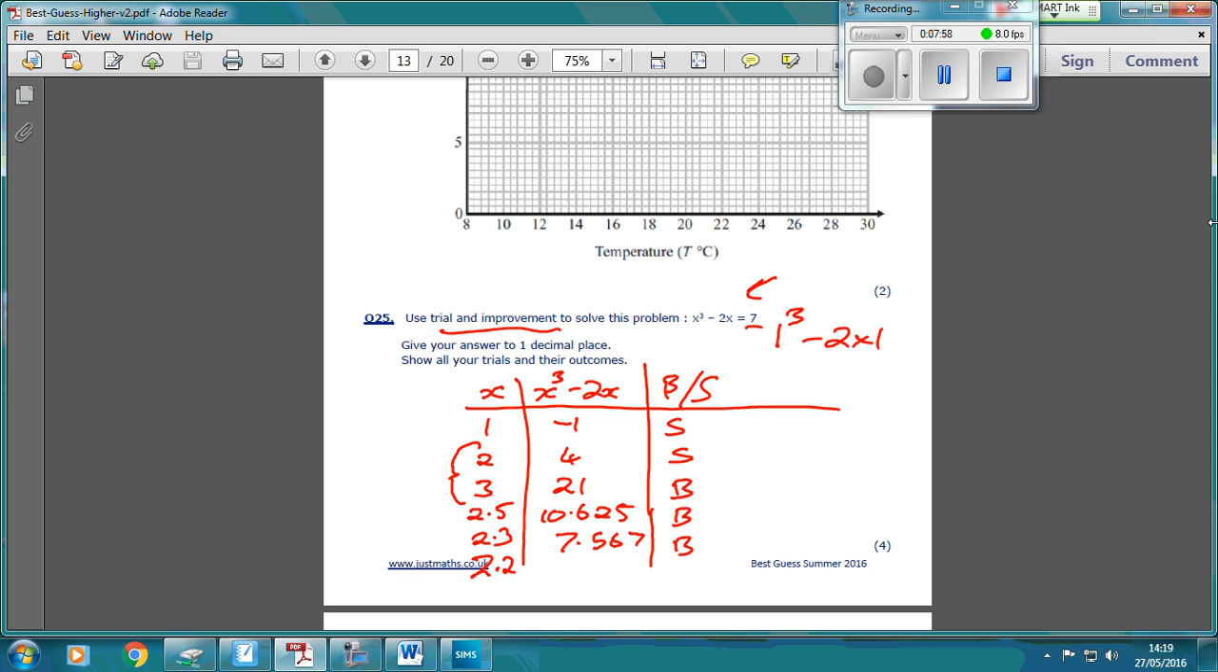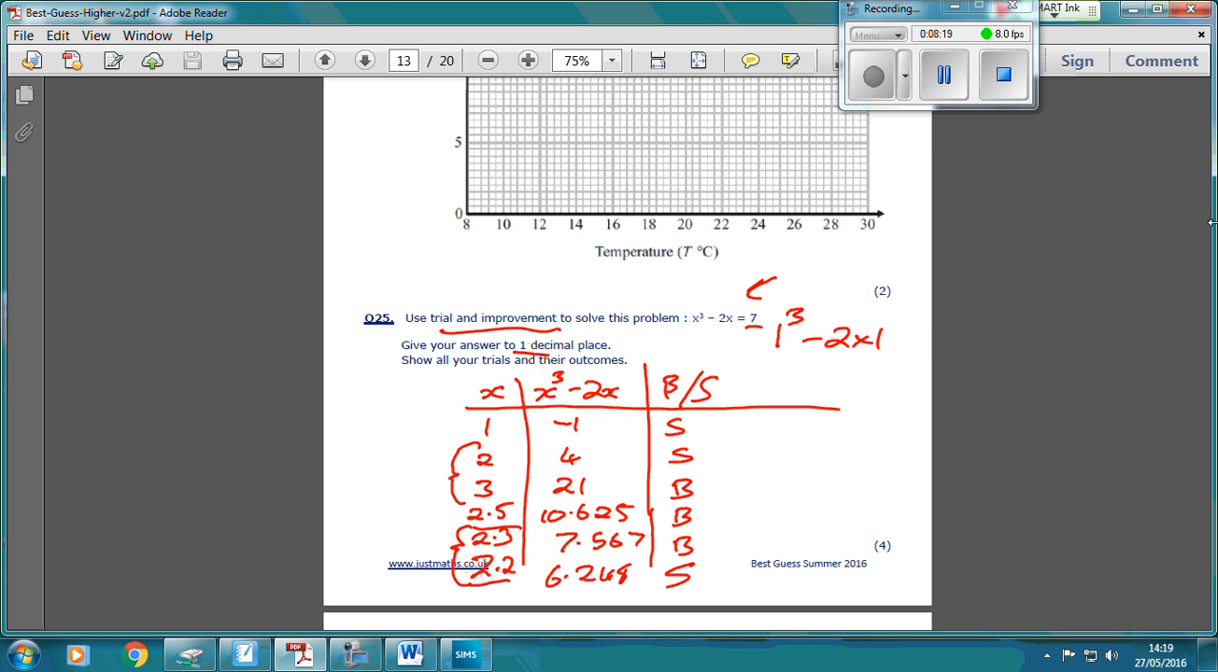And if we do that, we get 6.248. So we know that 2.3 is too big, 2.2 is too small. But what we do have now is we've got 2 marks. We've got a trap between these 2 values here. Once we've got a trap between those 2 values there, even though it says only to 1 decimal place, we try the number that's halfway between it.